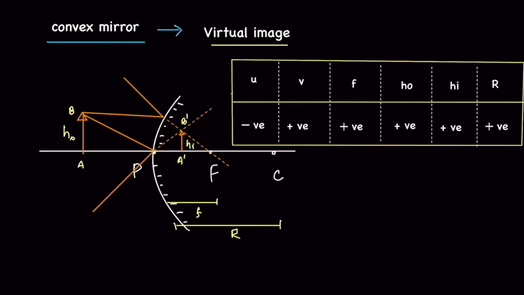So the convex mirror has only one sign convention. You must remember the sign convention when you solve any problem. Without sign convention, you will never get a correct answer. Now we will see sign convention in terms of linear magnification.